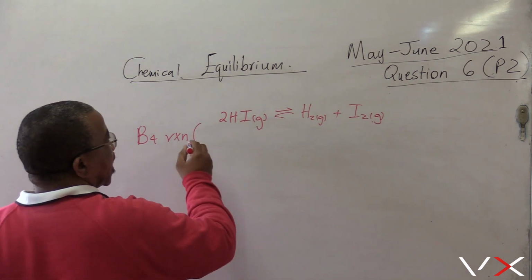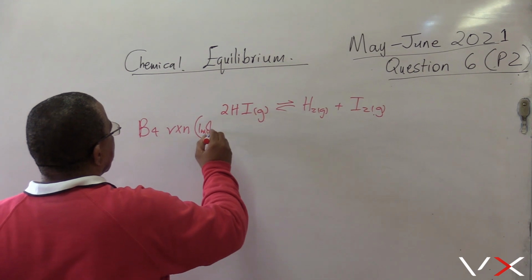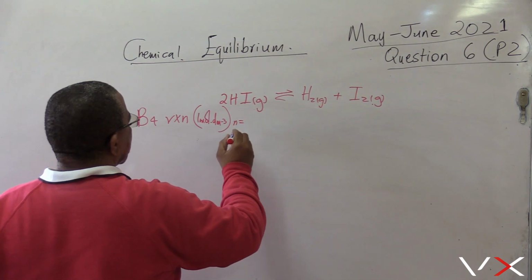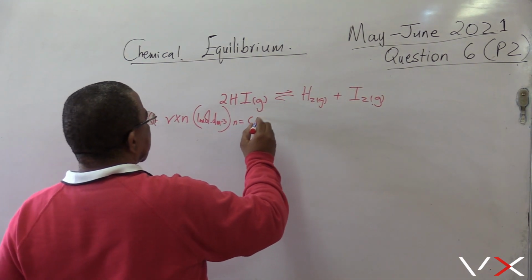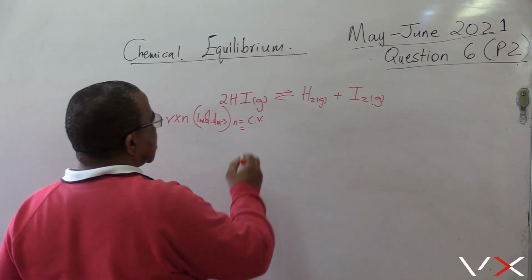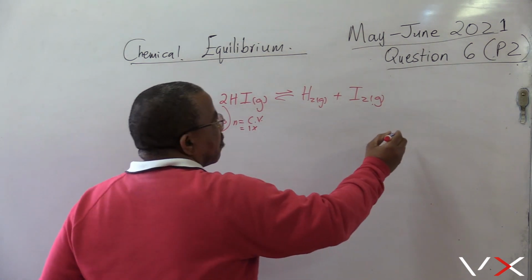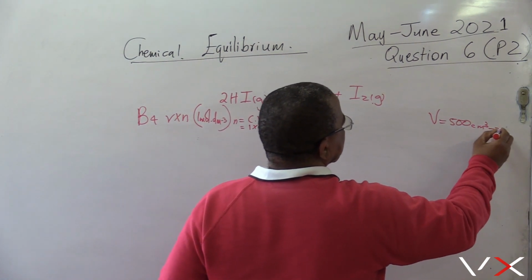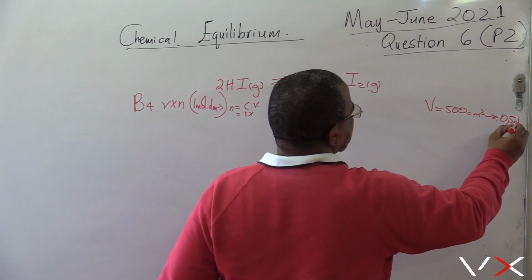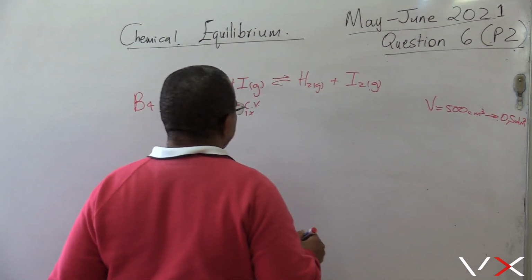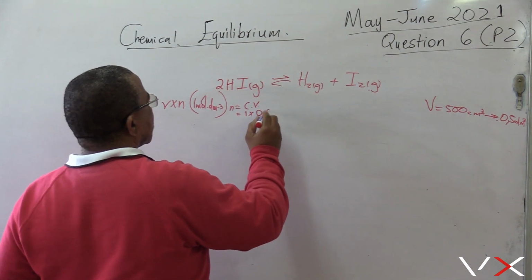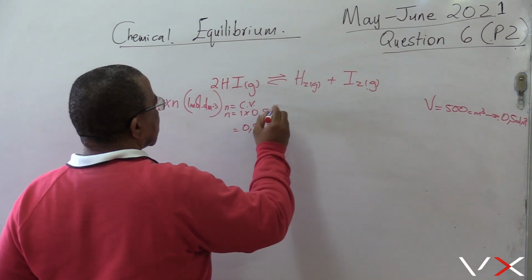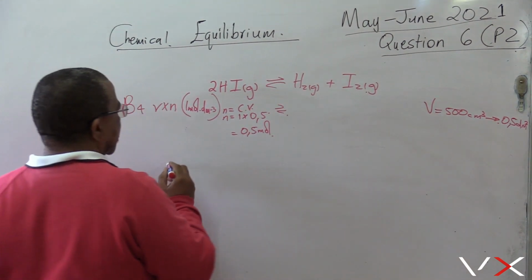The concentration of HI is 1 mole per decimeter cubed. The number of moles is concentration times volume. Concentration is 1 times volume, being 500 cubic centimeter to cubic decimeter, 0.5 decimeter cubed. So the number of moles is 0.5 moles. Okay, so we have that.